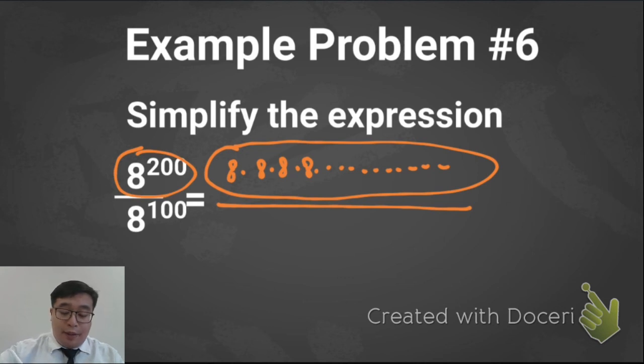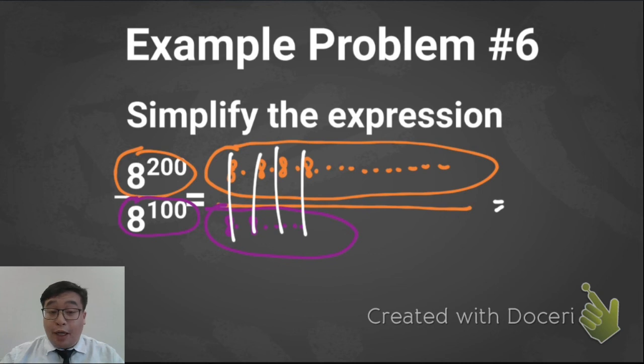Okay. Now let's figure out our denominator. I have 8 to the 100th power. So again, I have 100 of these 8s being multiplied underneath my fraction. So since we have the same number on top and bottom, we can start canceling out like before. After we cancel everything on top and everything on the bottom, how many 8s will we have left over? I know that 100 of those 8s will cancel out with 100 of them on top, and so that leaves 100 of them left. So we have 8 to the 100th power.